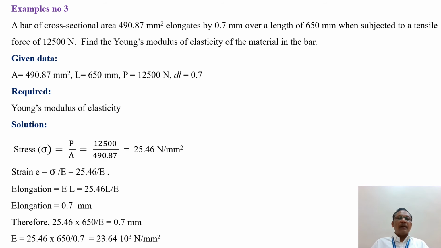The next problem: a bar of cross-section area 490.87 mm square elongated by 0.7 mm over a length of 650 mm when subjected to a tensile force of 12500 Newton. Find the Young's modulus of elasticity of the material in the bar. What is given? Area of the member, length of the member, external force, and change in length are given. What is required? Young's modulus of elasticity, that is capital E.